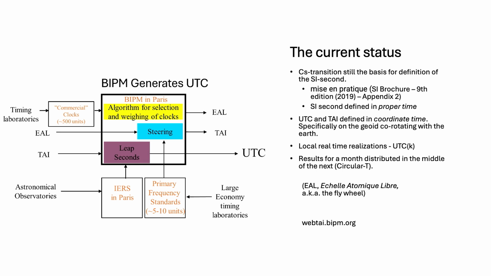However, we don't know how this average lies according to the definition of the second. So that's why we have really, really accurate primary frequency standards. And there are only a few of these across the globe. We're talking like 5 to 10 units. And they are not operated continuously all the time. So it could be that there is only a few of these being operated. And they're used to steer this échelle atomique libre. And then the result is the TAI.